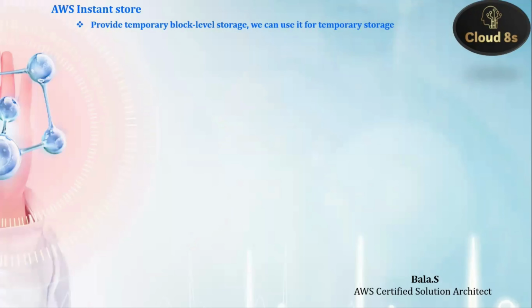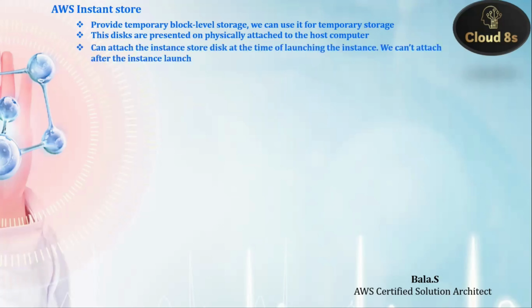Maybe you wonder why we are calling it temporary storage for this instance. Basically, this disk is attached to the physical host computer. So if anything happens at the physical computer level, the disk will be gone. That's the reason they provide it as temporary storage. Another point we need to notice is that we can get this instance store disk when we are launching the instance. If you need to create an instance store volume separately, it's not possible. Only at the time of launching the instance can we create an instance store.